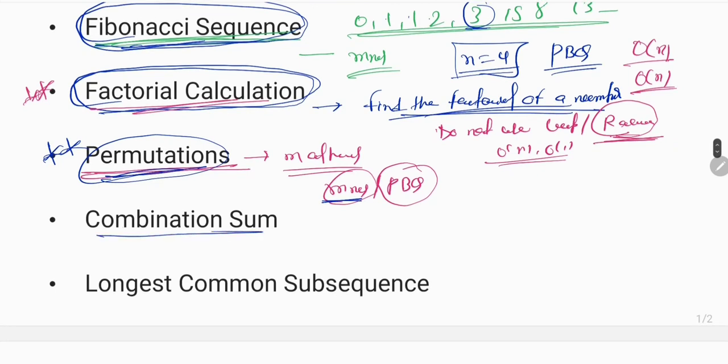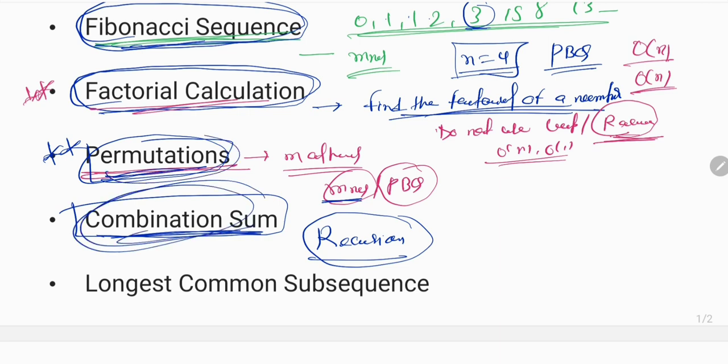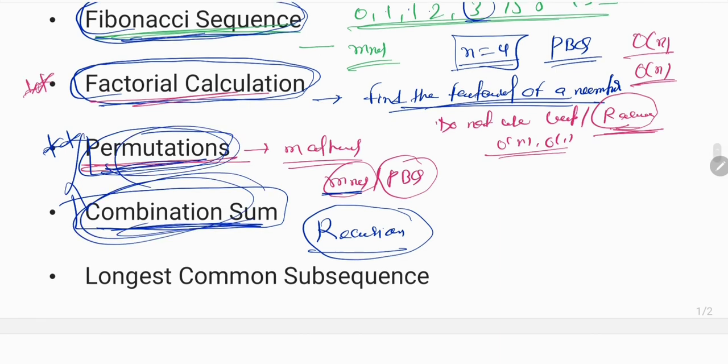And combination sum, this is a very important topic for recursion, and also for permutations and combinations. These two topics are very famous on LeetCode, like Permutations 1, 2, 3 and 4, and also Combinations 1, 2, 3, 4. Your recursion concept will be clear if you practice these two, combinations and permutations. They are very famous questions on LeetCode, so you must practice them.